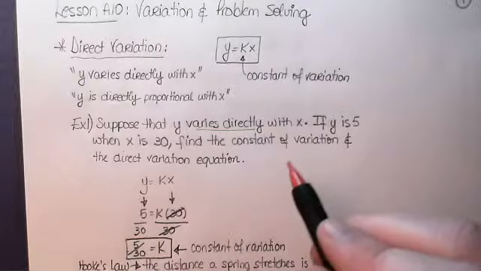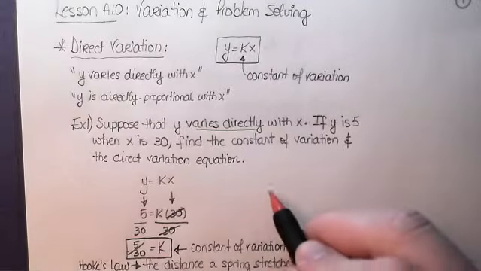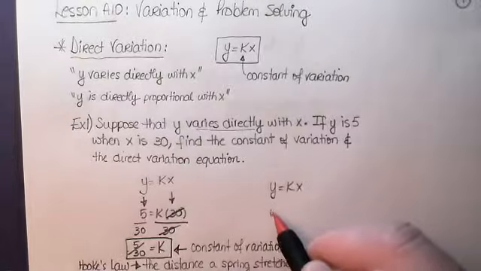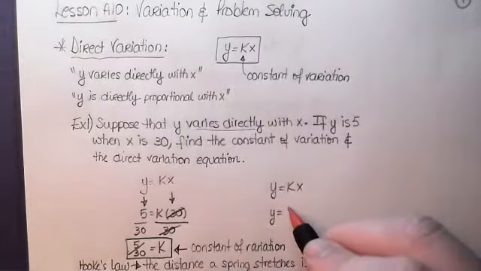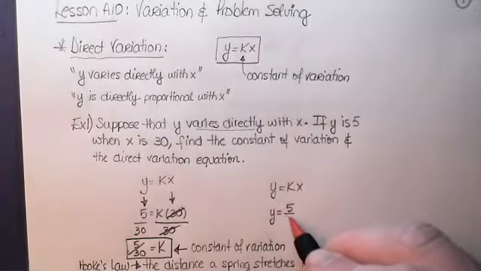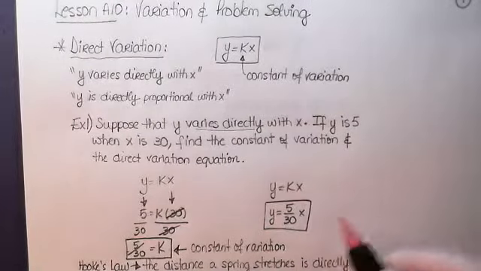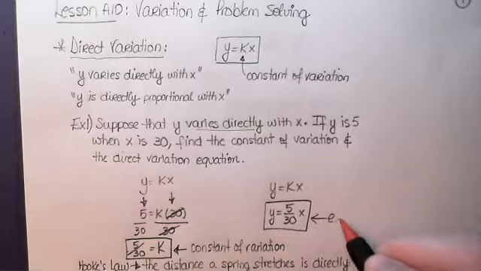Now, the other part is to find the equation. Well, the equation has this format, y equals kx, and we found out that k is 5 over 30. So basically this is our equation.